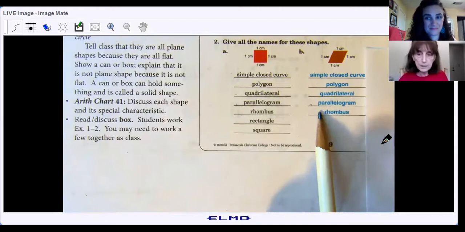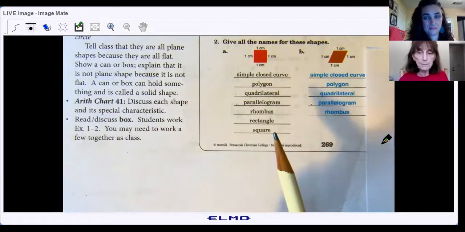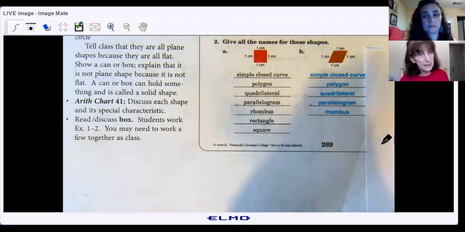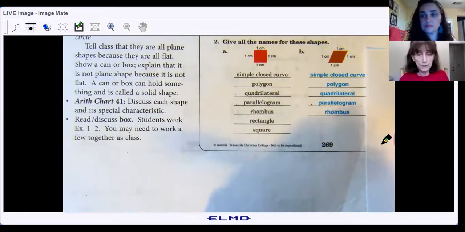Okay, they just want to see if you know a simple closed curve and a polygon and a quadrilateral and what shape it is. Okay, we've gone over all these in our cards on the board. All right, last one.